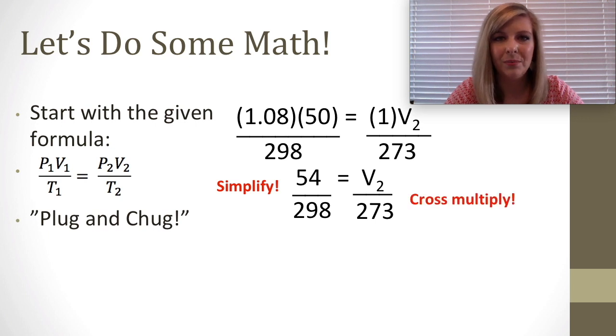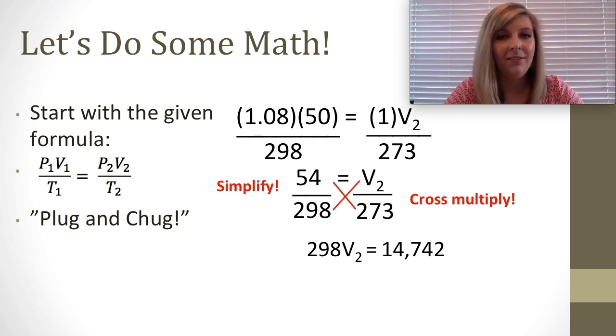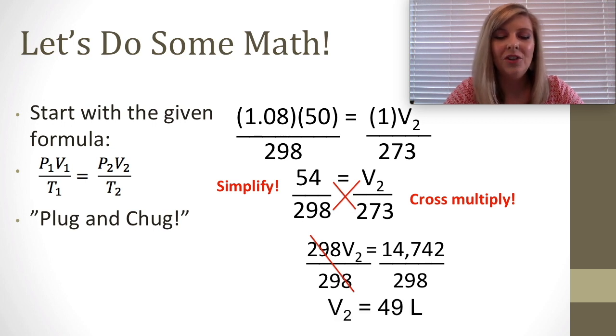Let's cross multiply. When we cross multiply, we end up with 298 V2 equals 14,742. I want V2 all by itself, so I'm going to divide by 298. When I do that, my 298s cancel out, and I am left with 14,742 divided by 298, which means V2 equals 49 liters. And there's your answer.